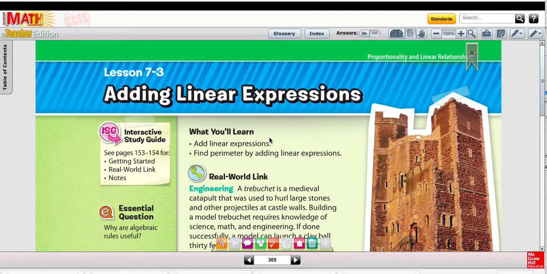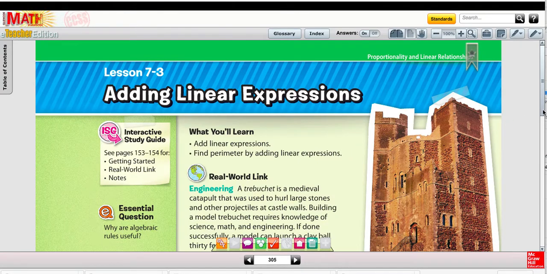In Lesson 7.3, you're going to be adding linear expressions, still focusing on some algebraic rules that are necessary in order to go further beyond algebra. Those basic rules are helpful so that you can apply them to real-world situations and further math content beyond algebra. So in this lesson, you're going to add linear expressions, and you're going to find the perimeter by adding linear expressions.